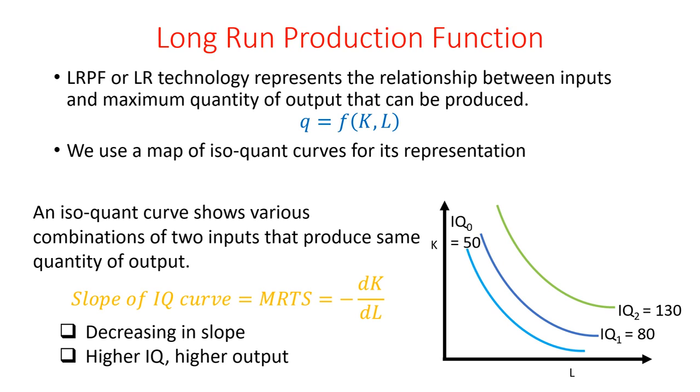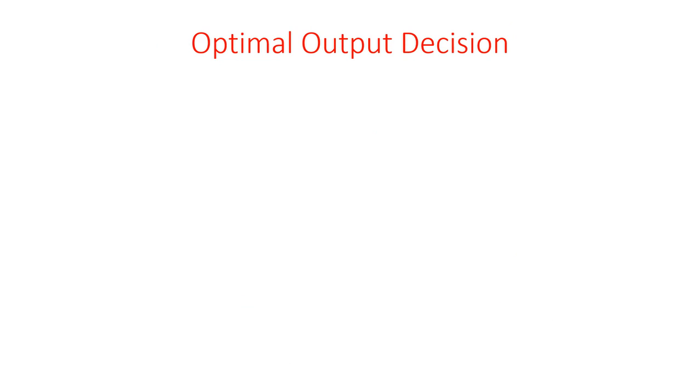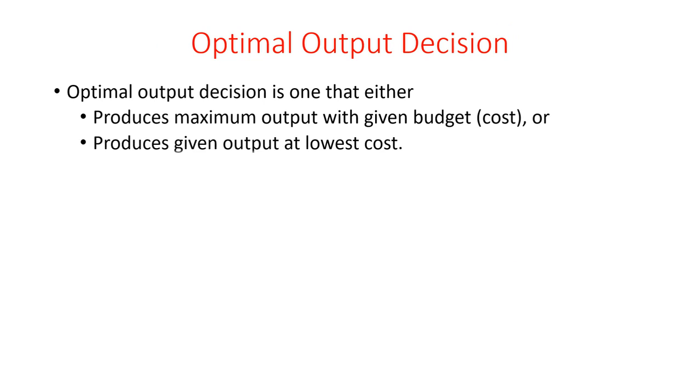The optimal output decision is one that either produces maximum output with a given budget or produces a given output at lowest cost. Therefore, for the optimal output decision, it is necessary to keep the cost in view. Now we introduce the cost side.